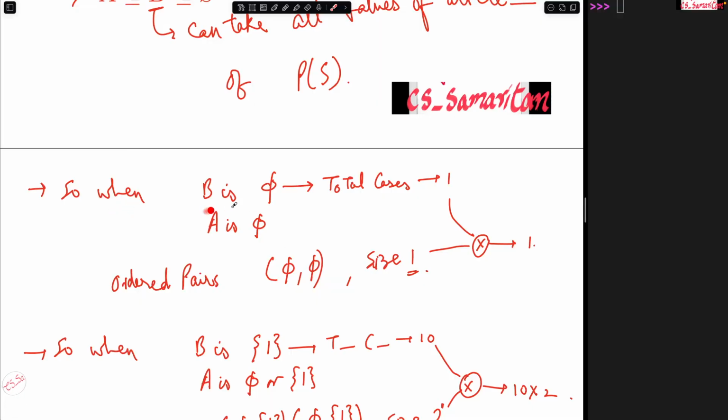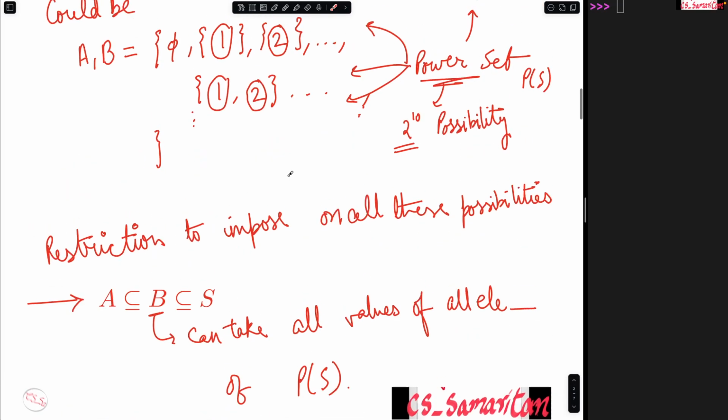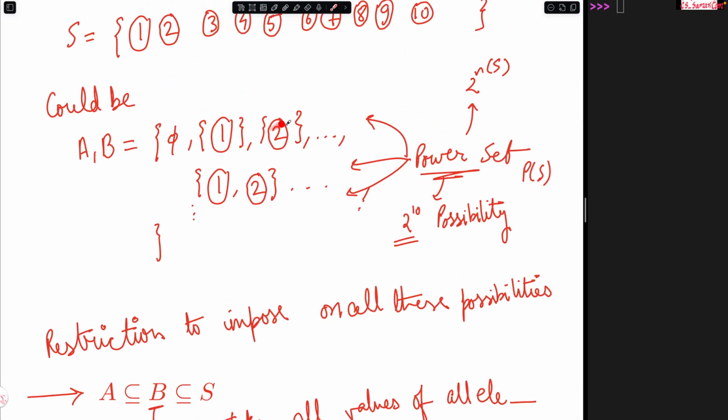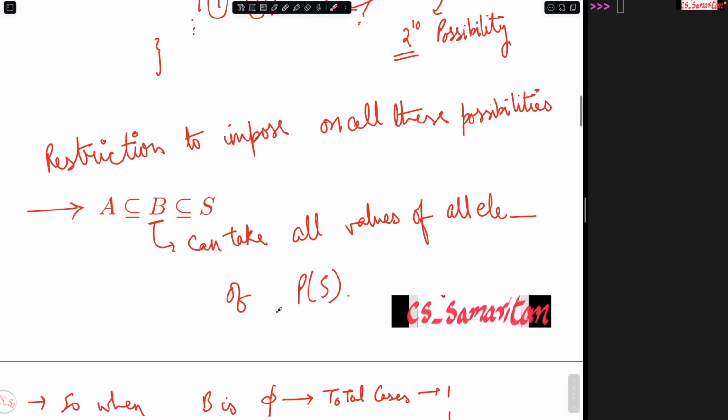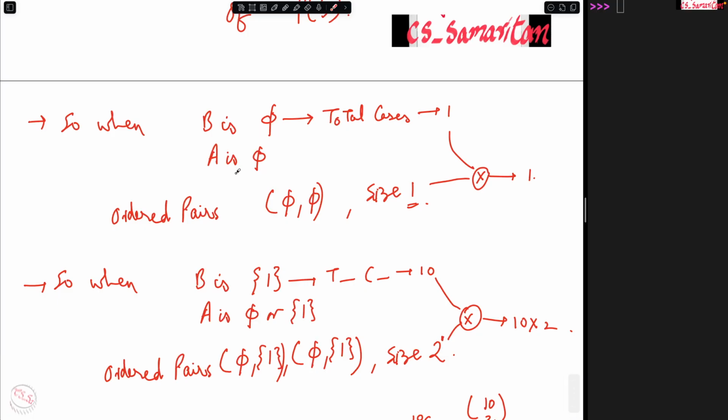So when B is phi, the empty set, we can take all of these values: phi, then the single elements, then 2 elements grouped together and 3 elements grouped together, likewise. So when B is phi, A can take only the value phi because A is a subset of B. So the total cases for B can be 1 only, with 0 elements present, and A can take a single value, phi. So a single ordered pair can be made. The number of ordered pairs is 1, and because the number of cases for B is also 1, we multiply them together and get 1.